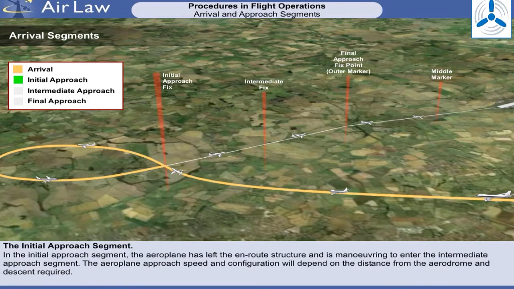In the initial approach segment, the aeroplane has left the en route structure and is manoeuvring to enter the intermediate approach segment. The aeroplane approach, speed and configuration will depend on the distance from the aerodrome and descent required. Normal track guidance is provided along the initial approach segment to the IF, with a maximum intercept angle of 90 degrees for a precision approach and 120 degrees for a non-precision approach. If a course reversal is required, it is usually accomplished during this segment. There will be no intermediate fix as such, but the aircraft will be considered to be on an intermediate approach when it has completed the reversal manoeuvre and is inbound to the final approach fix or point.